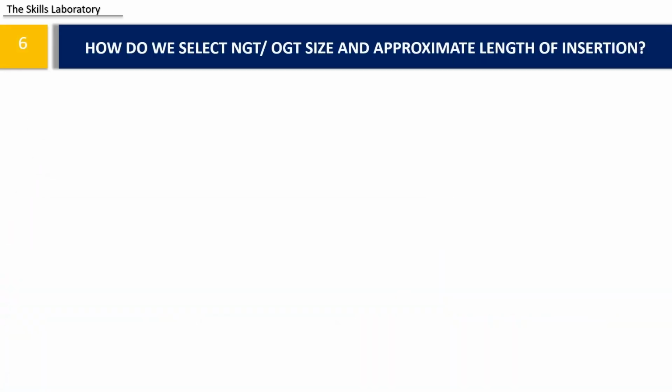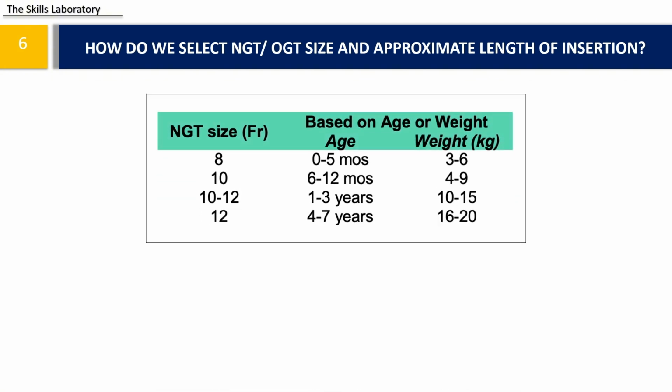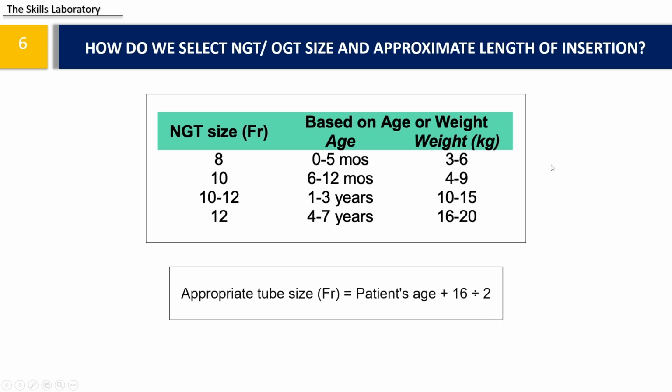Okay, so how do we select the appropriate size and approximate the length of insertion? These are the NGT sizes based on the age or weight of the patient, especially in pediatric patients. You have French 8, 10, and 12, for the different ages and weights of the pediatric patient. Or you can use this formula, okay?